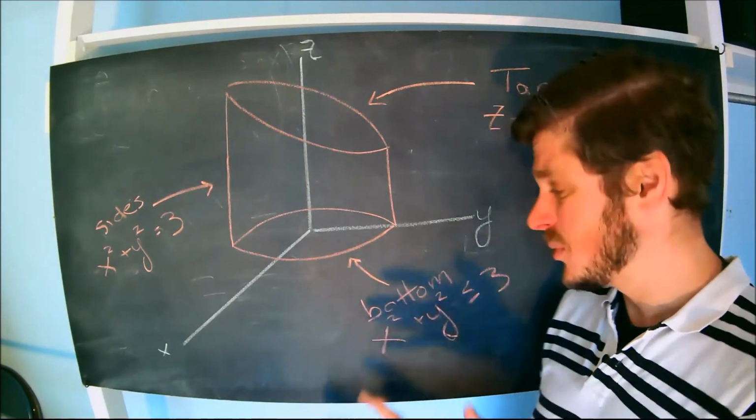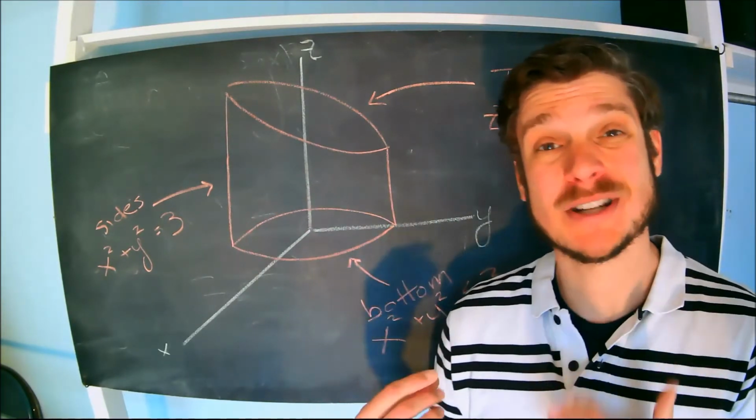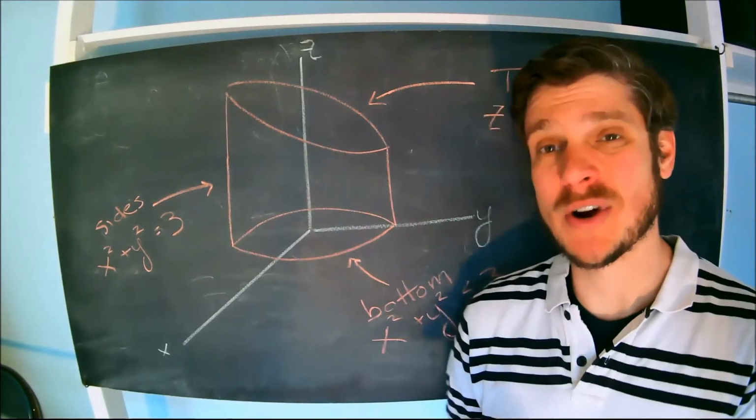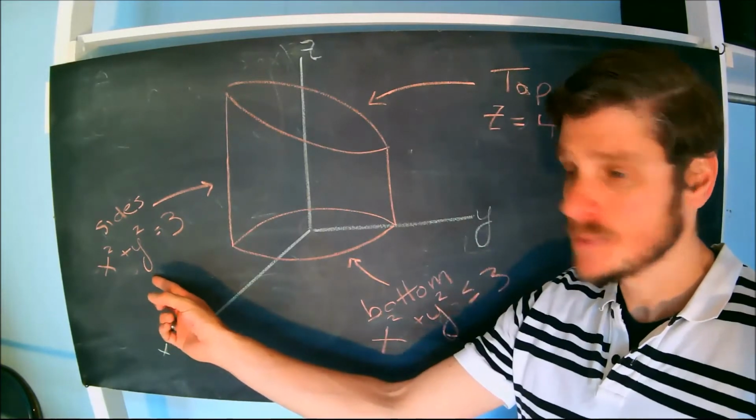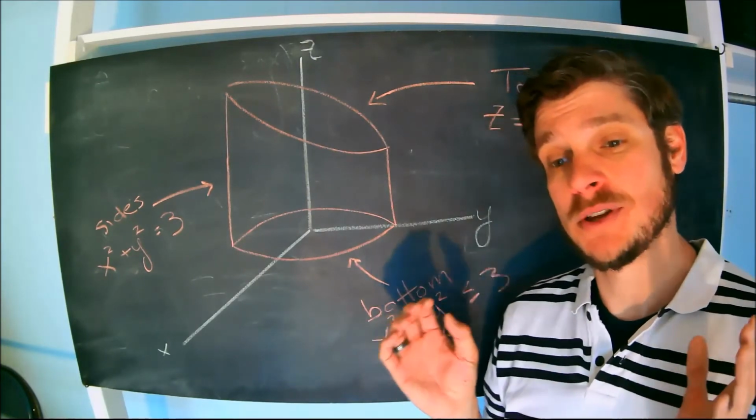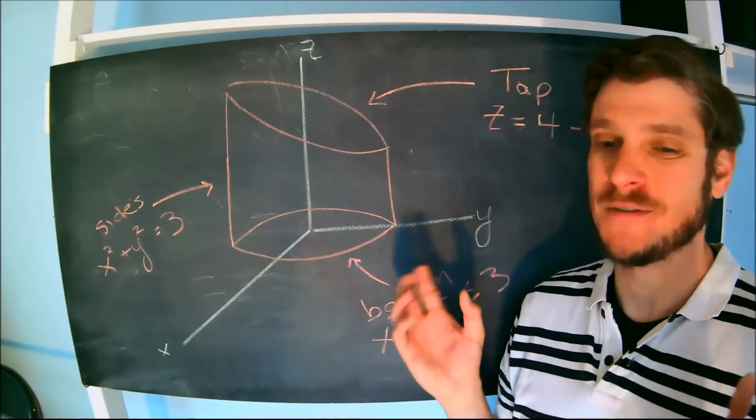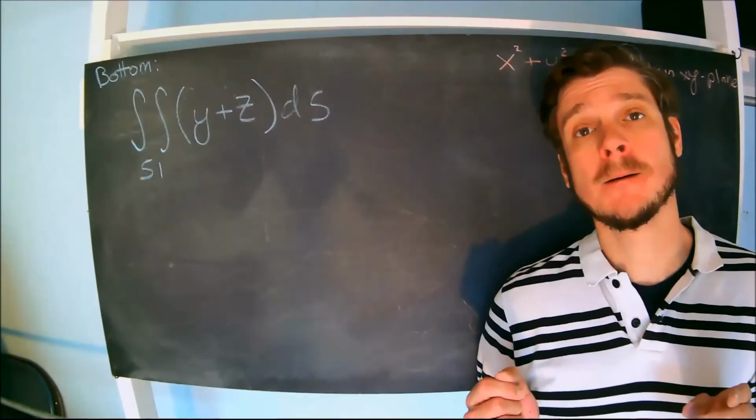And each time we do each of these surfaces individually, we're going to have to do a different parameterization with each one, which again makes this a great example. And so we'll do side 1, side 2, and side 3, and then put it all together to find out what the total surface integral would be for this entire surface.